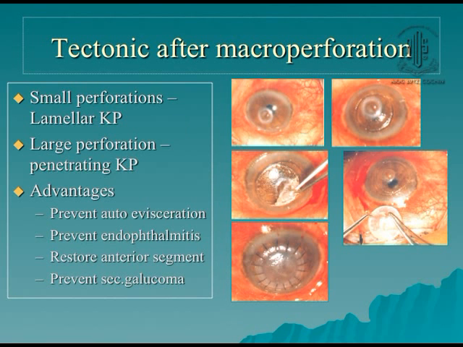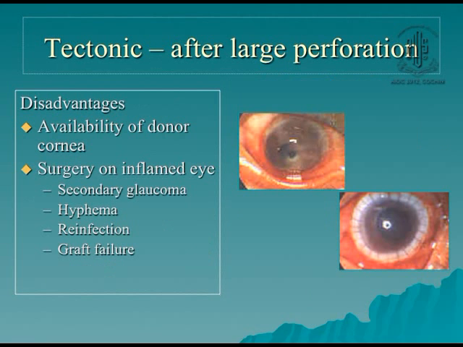And in case of macroperforation, a large perforation, we may have to go for a graft. Here again, even in the case of 1 to 2 millimeter perforation, we can try lamellar graft if the quality of the tissue is not so good, so that later, if necessary, we can go for a penetrating graft. But here, if the perforation is very large like this, the total cornea is melted, then to avoid evisceration or endophthalmitis and other problems, we may have to go for a limbus to limbus large grafting. The disadvantages, first it should be done as an emergency procedure.